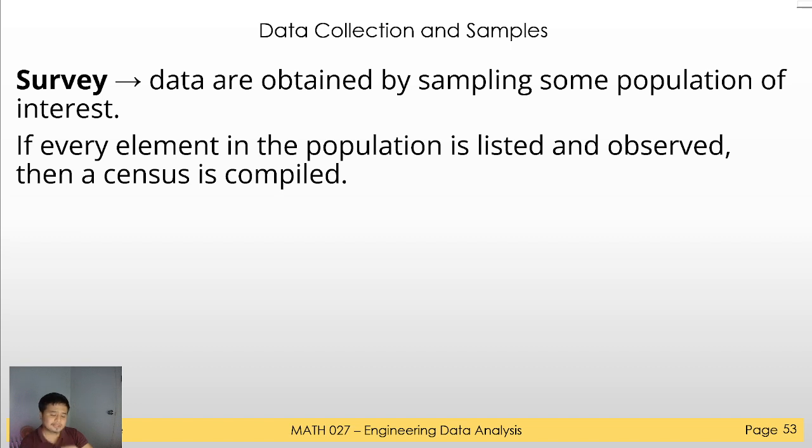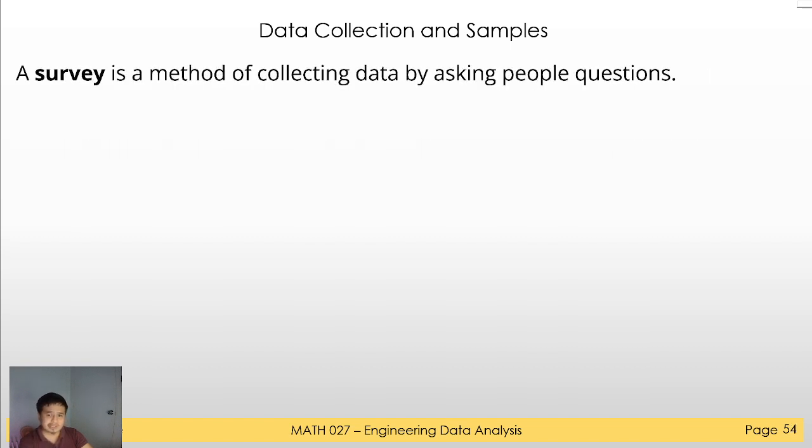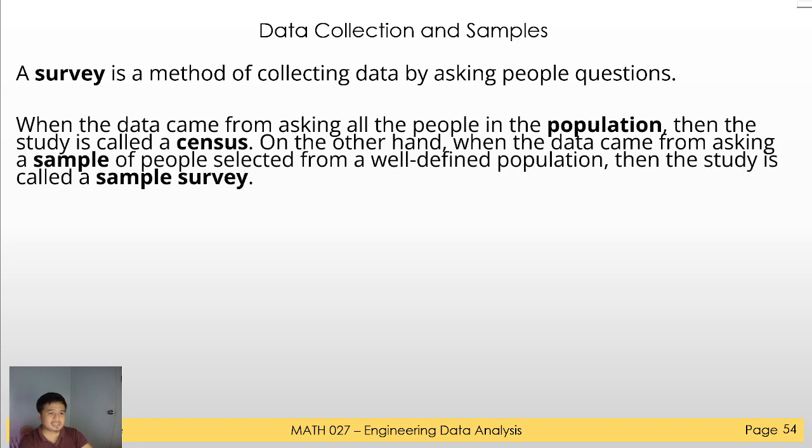Now, again, the survey is a method of collecting data by asking people questions. So basically, we have the population, and we just sample this population. If we could get everyone to answer our survey, that is called the census. If we cannot collect everyone's data, we just introduce a sample, and this is called the sample survey.